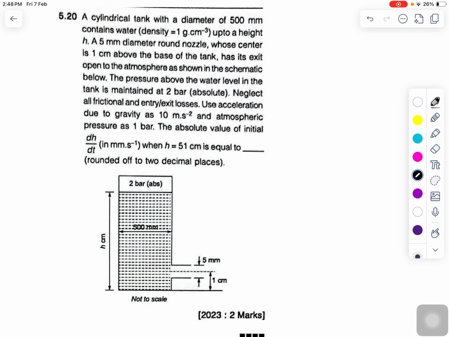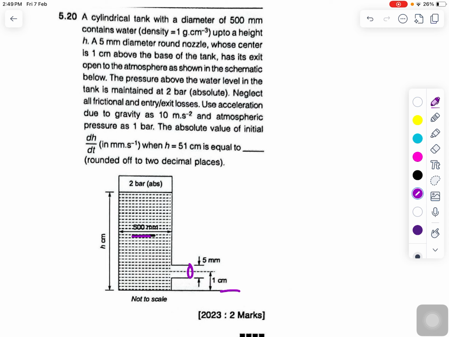So the question says: a cylindrical tank with a diameter of 500 millimeter, and a 5 millimeter diameter round nozzle. So here you can see the nozzle's diameter is 5 millimeter, whose center is 1 centimeter above the bottom line, right? The pressure above the water level in the tank is maintained at 2 bar absolute, neglecting all frictional and entry and exit losses. Use acceleration due to gravity as 10 meter per second square, and atmospheric pressure as 1 bar.